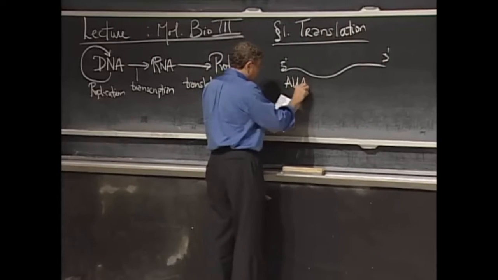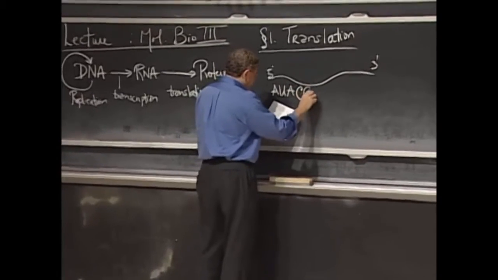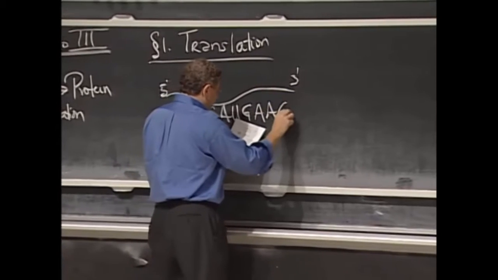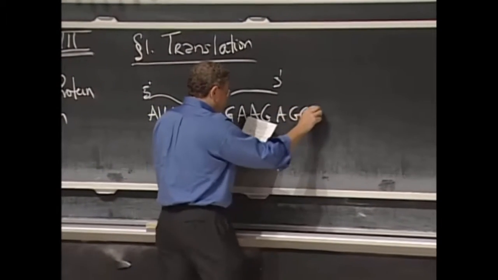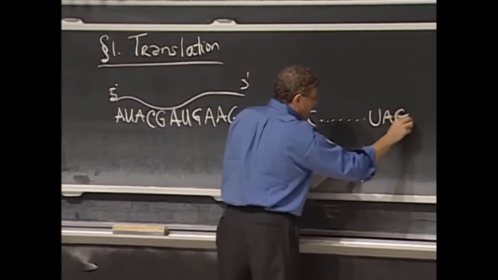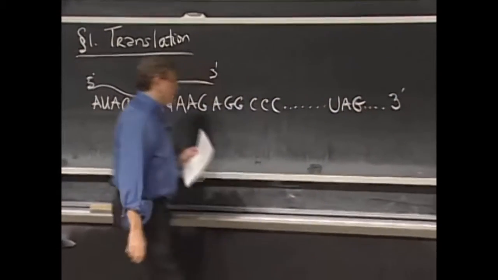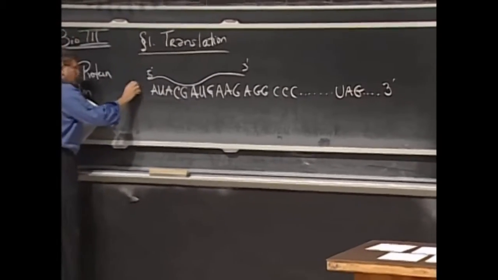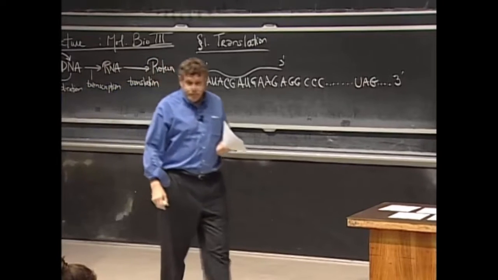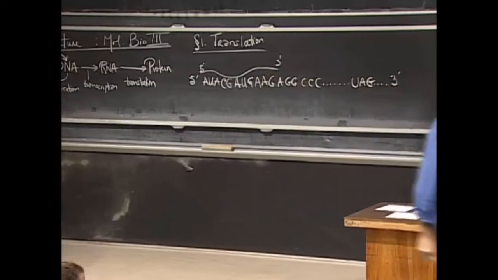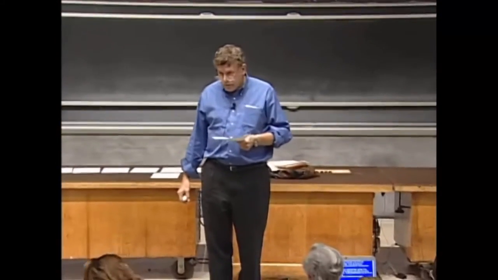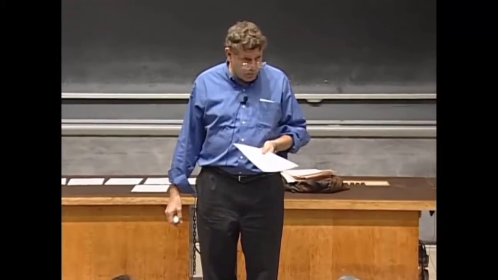A, U, A, C, G, A, U, G, A, G, A, G, G, C, C, C, dot, dot, dot, dot, dot, dot, U, A, G, dot, dot, dot, dot, 3'. All right. Somehow that's going to be translated into a protein. It's translated according to a fantastic lookup table. This lookup table is called the genetic code.